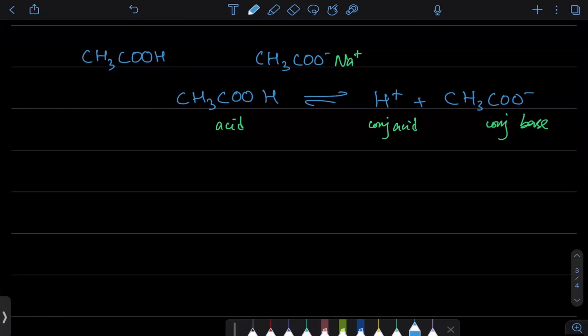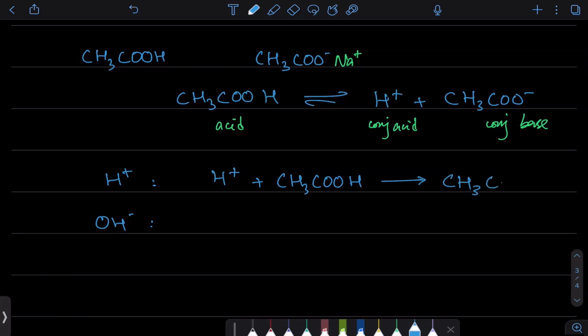So here's how you can attempt a question. The question might be like, okay, what happens to it when you add H positive to it? So if I add H positive or I add OH negative, let's see. When I add H positive, the alkali or the base in this equilibrium is going to react, which is this one. So it will provide me with CH3COOH.